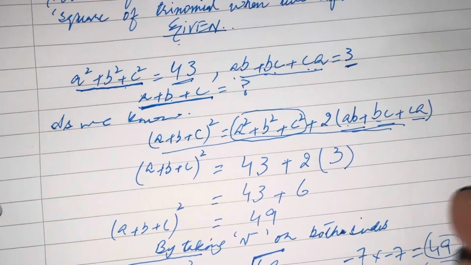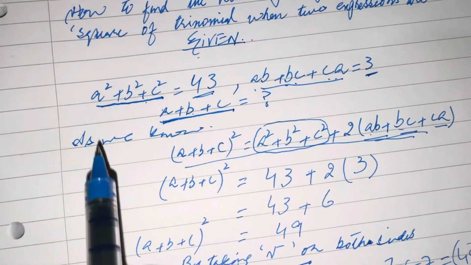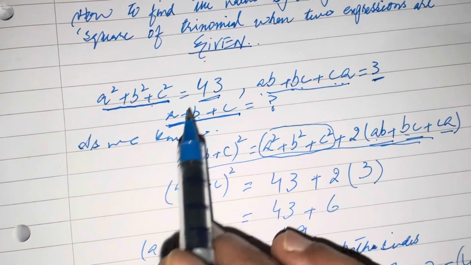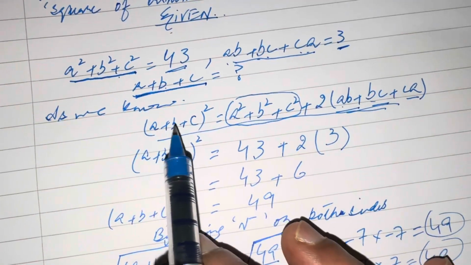How can we find the values by using the trinomial, square of trinomial formula.